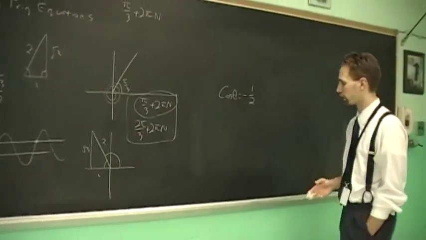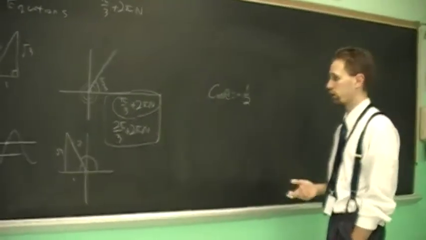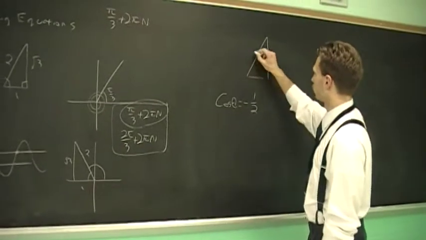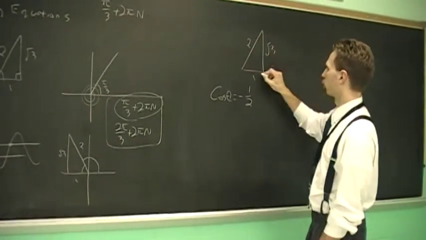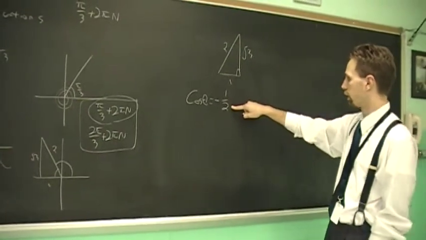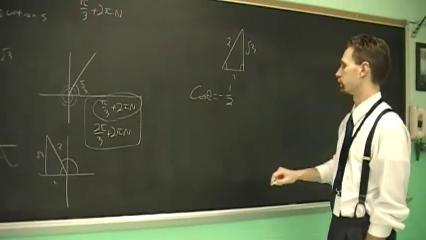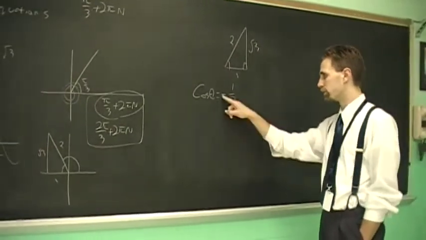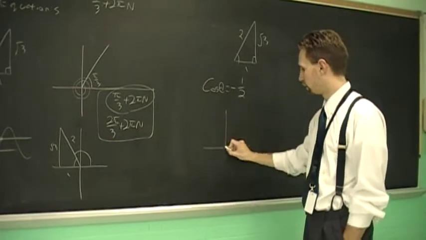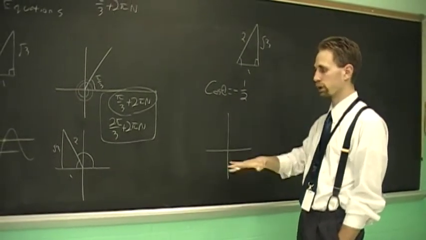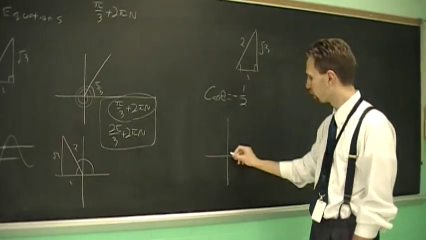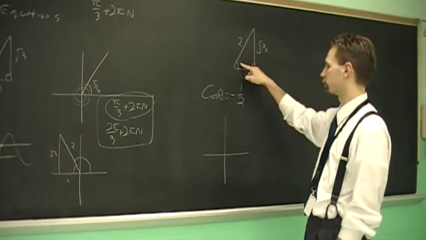Cosine theta equals minus 1/2. You think, which triangle do you have to reference? You go for the 30, 60, 90 again. So 2, 1, radical 3. Which of these angles has adjacent to hypotenuse of 1/2? Again, it's 60 degrees. But it also says cosine is negative. So you think, in which two quadrants is cosine negative? Since cosine is based off of the horizontal side of the triangle, it's going to be negative in the second and third quadrants, with a reference angle of 60 degrees.